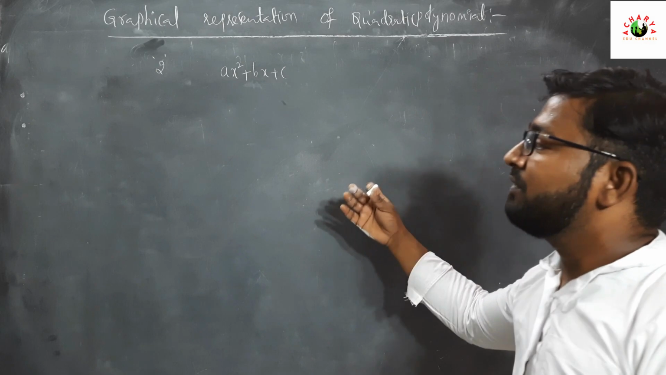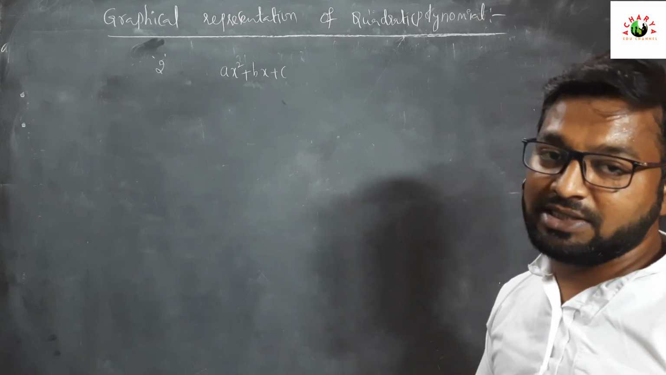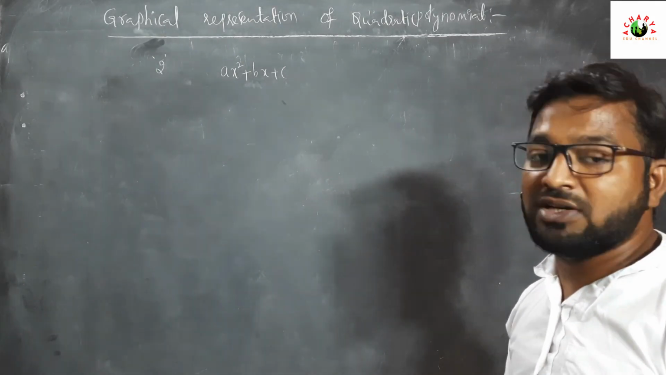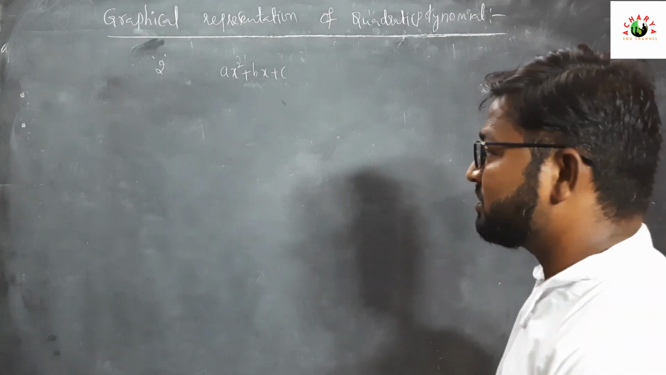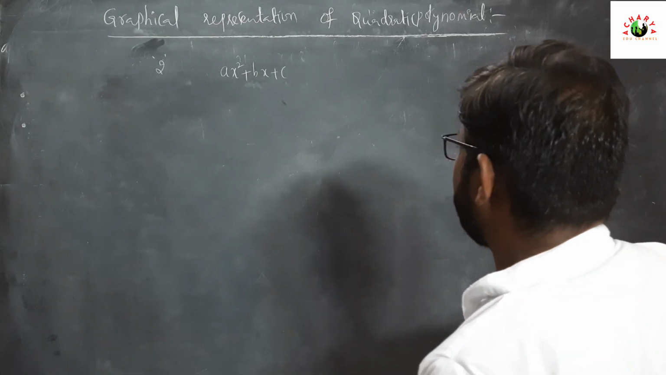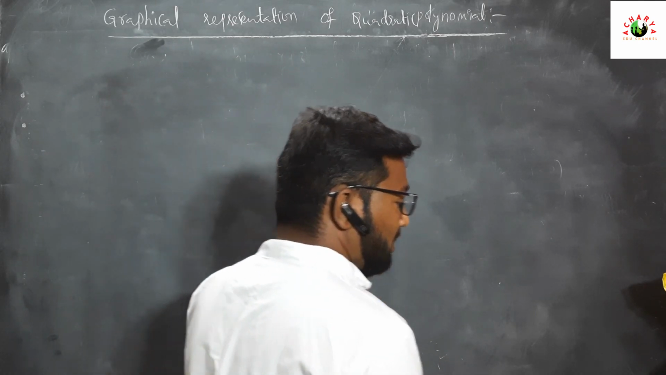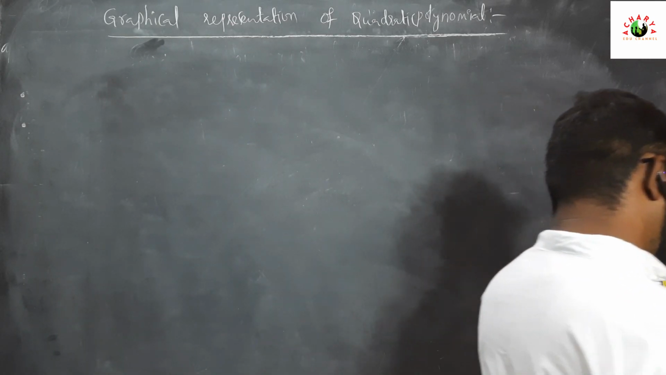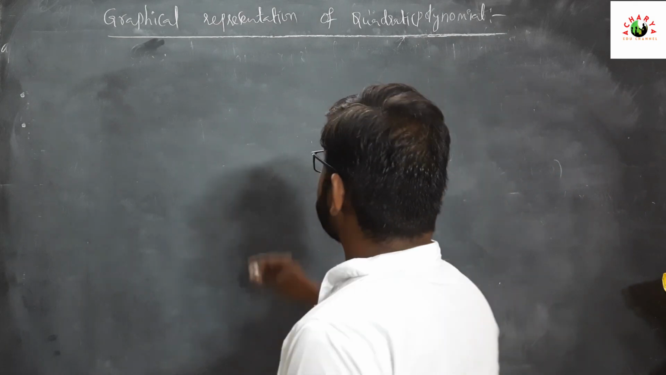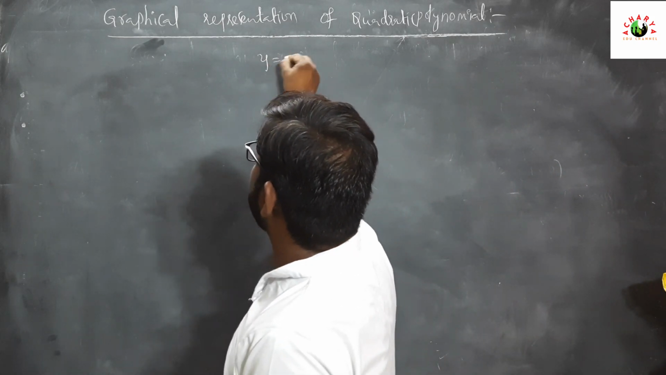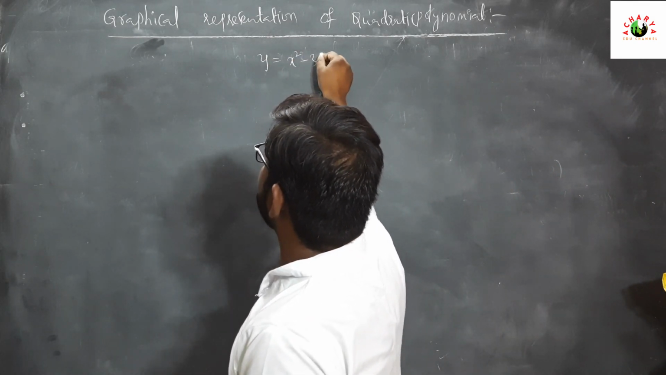How can we verify in graphical representation? By using graphical representation also we can verify the zeros. Now let us verify with the graph. I am taking one example, that is y equal to x square minus 3x minus 4.